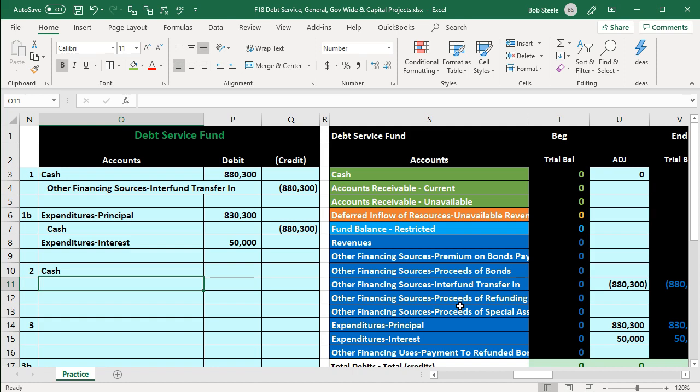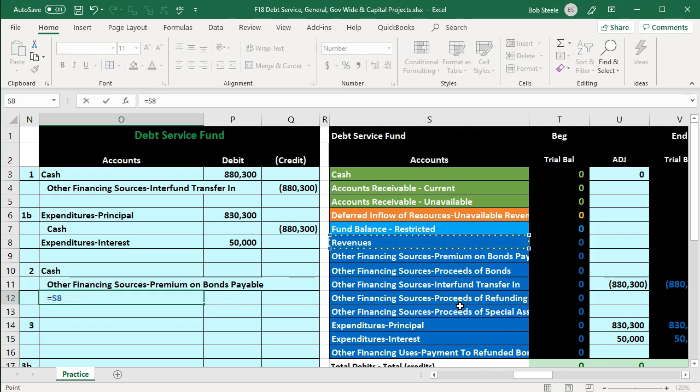the interest payable. One we're going to call other financing sources, kind of like a revenue, but it's going to be in other financing sources. That's for the premium on the bonds payable. So we're transferring that in for the premium on the bonds payable. The other, the interest, is going to be revenue, because that's going to be our revenue to the debt service fund because it's interest.